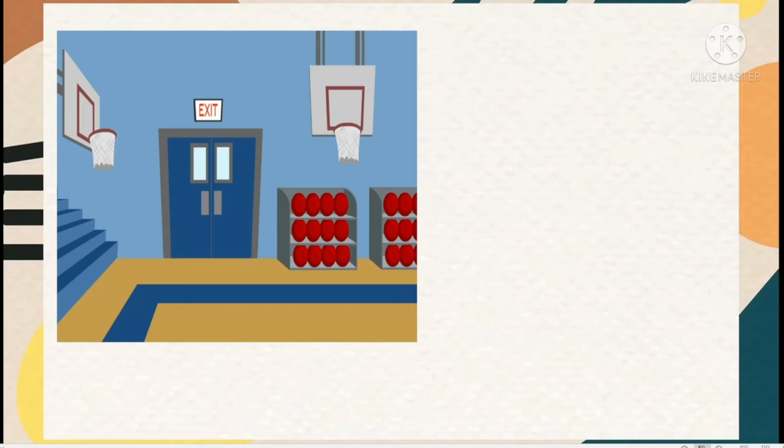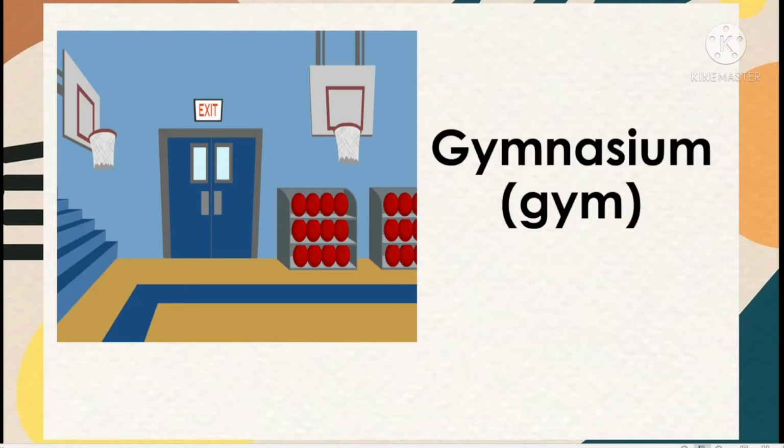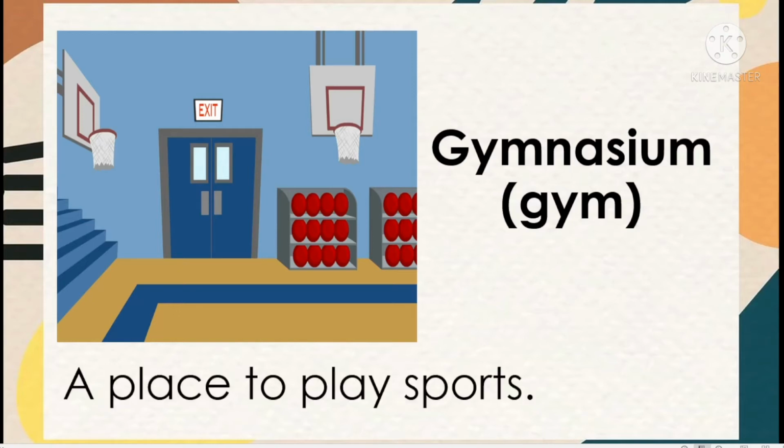Yes, very good. This is where you can play sports. Now, what kind of room is this or place? This is the gymnasium. Gymnasium is a long word, okay? Now, when you want to make it short, you can just say gym. Gym. How do you spell gym? It's G-Y-M. Gym. Now, what is a gym? A place to play sports. Nice try. A place to play sports.